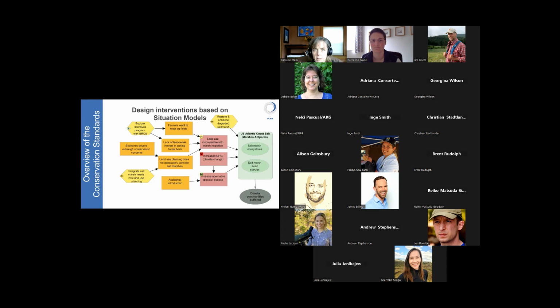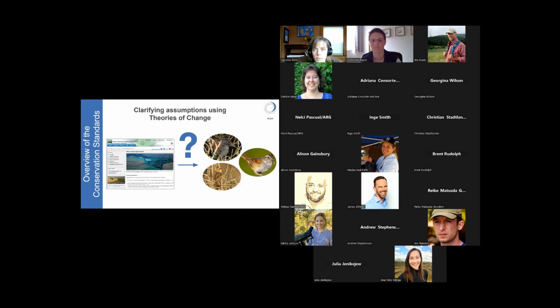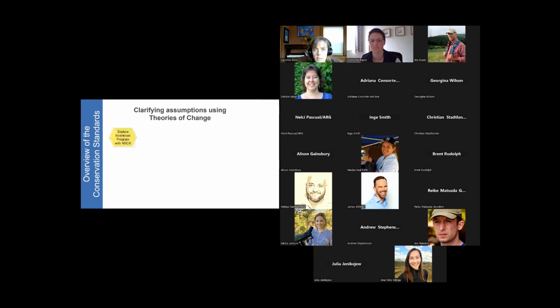So this is the situation models. We also use theories of change, and the idea behind theories of change is saying, well, if we want to work on incentive programs with NRCS, for example, why are we doing that? How does that get us to conserving these avian species that we care about? And so it's an opportunity to get really explicit about what are the results that we expect to see coming out of here.